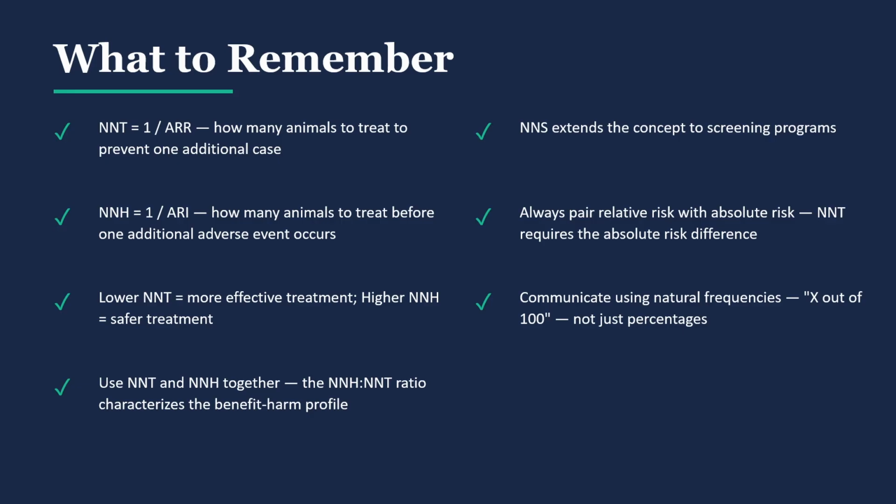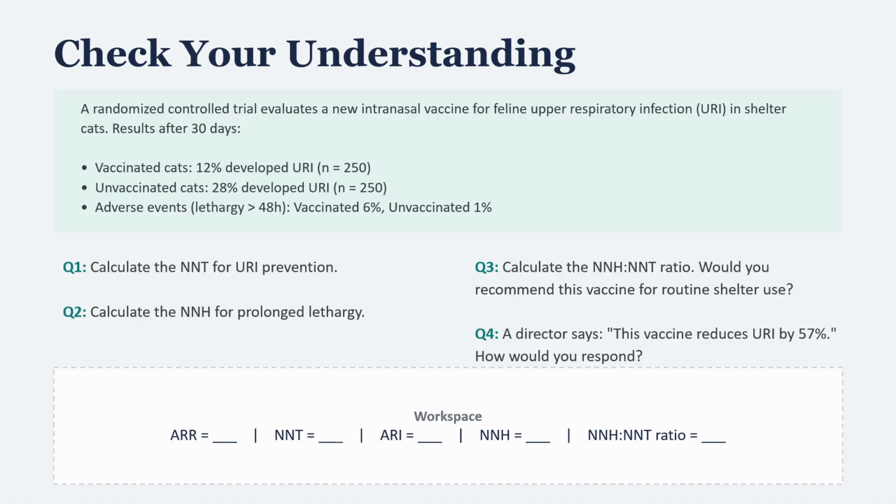In the next talk, the longest and most mathematically detailed in Unit 3, we tackle p-values, statistical power, type 1 and type 2 errors, and the critical distinction between statistical and clinical significance. These are the concepts that determine whether you can trust a study's conclusion, and they're some of the most heavily tested on the ACVPM exam. Pause the video and try your hand at working through this scenario.